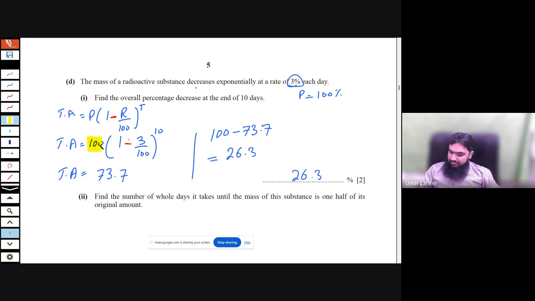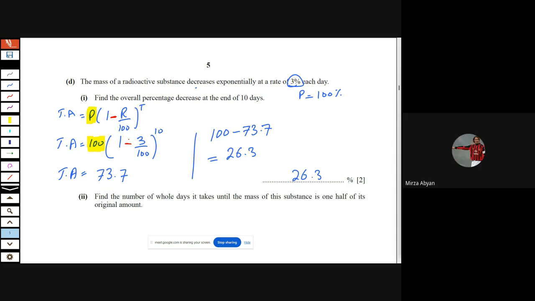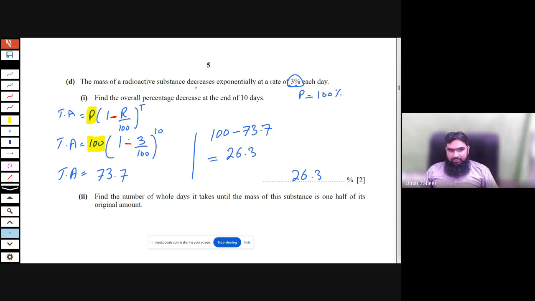Here I have to take an assumption. I have to take the principal value initially. Obviously, we don't have the value, so this means that initially we have 100%. Then we decrease it, so this is the value we have after the rate of decrease of 3% each day for 10 days. Yes, everyone. Any question?